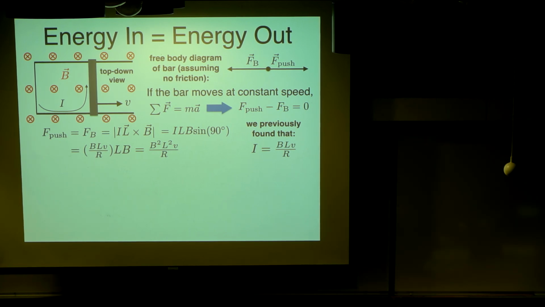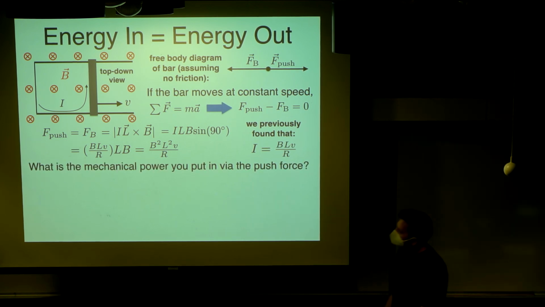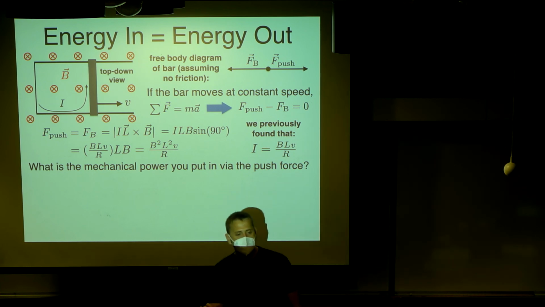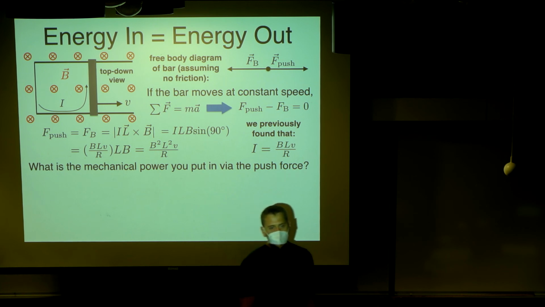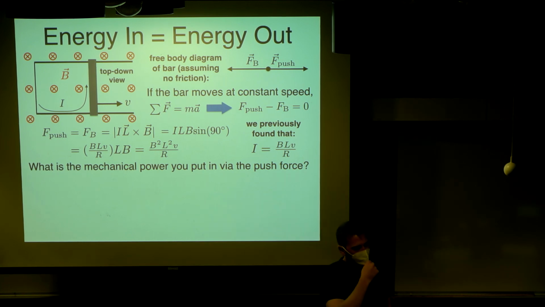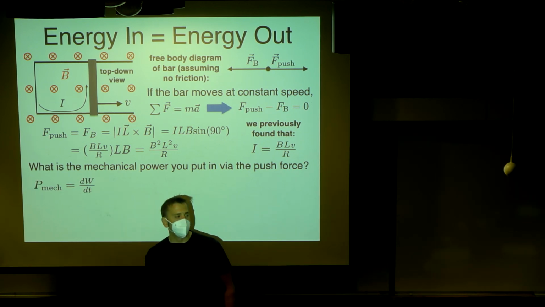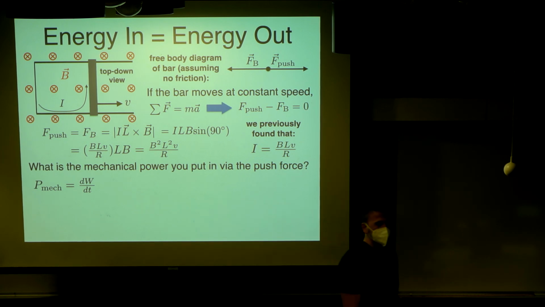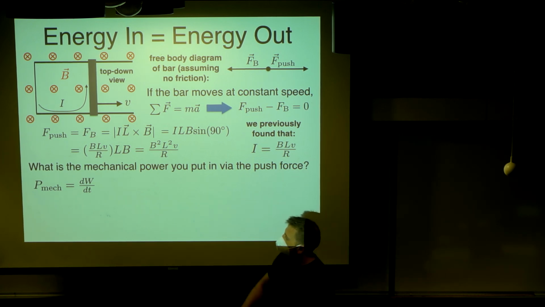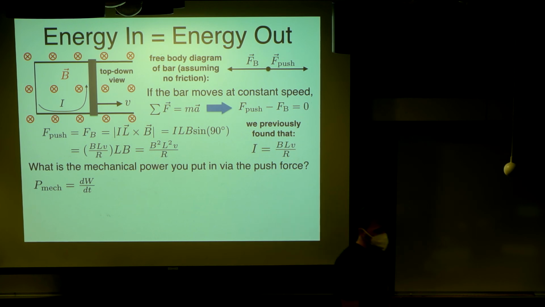Okay? So, if we know what that force is, we can then ask the following question. What is your power output as a person pushing this bar? Like, how many watts of power are you outputting? How many joules per second are you putting into the bar? Well, I don't know if you guys remember this, but mechanical power is work per unit time. We'll write it as dW dt. It's how much work per unit time I'm putting in, the rate at which I'm doing that.